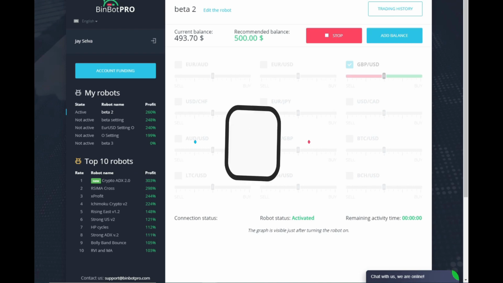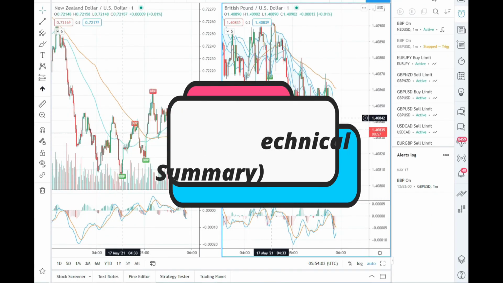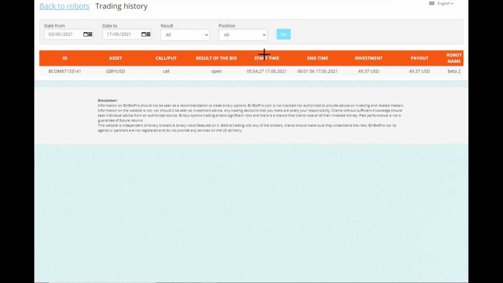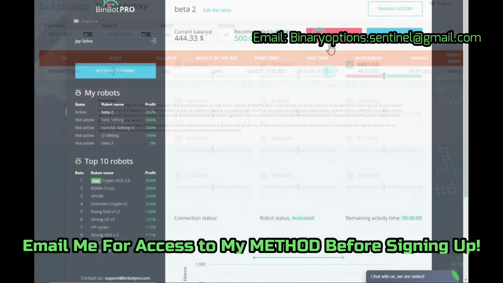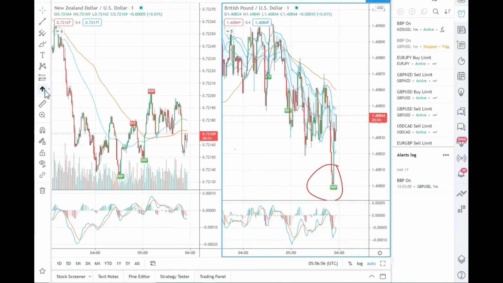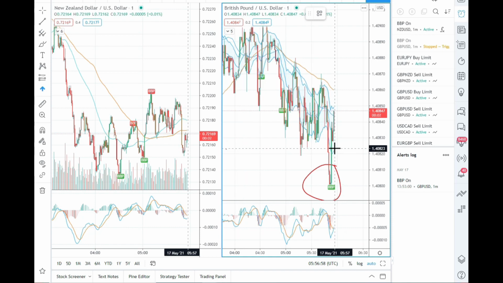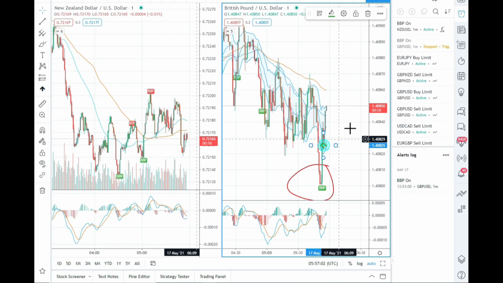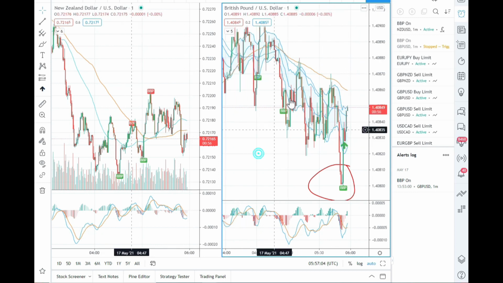Why? Because the technical summary for GBP USD was neutral for the 5-minute analysis. We have a call trade at 5:54:27, executed by the Binbot Pro Trading software using beta 2. Always turn off the robot after one trade, if not, the robot will keep running and execute trades that you do not want. It activated a call trade at 5:54, so let's wait for this trade to expire.